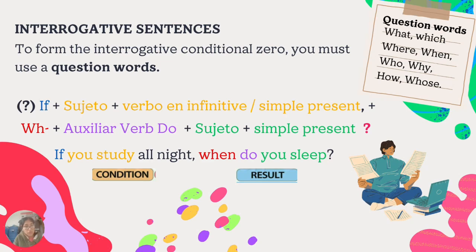The structure is if plus the subject plus the verb in infinitive or simple present, plus comma, plus the question word plus the auxiliary verb to do plus the subject and verb in present simple. An example: if you study all night, when do you sleep?